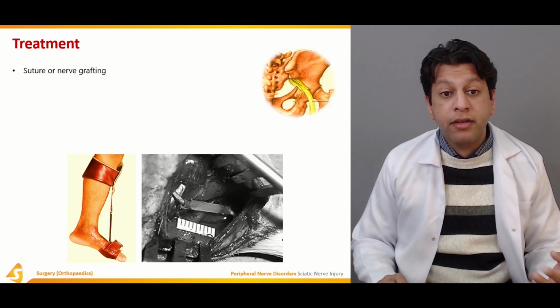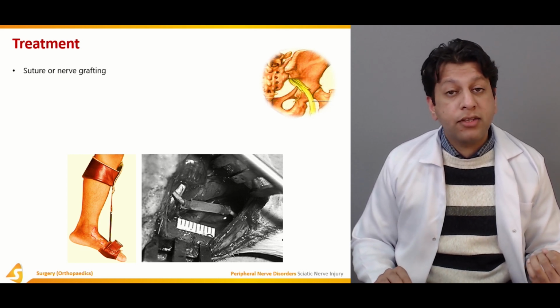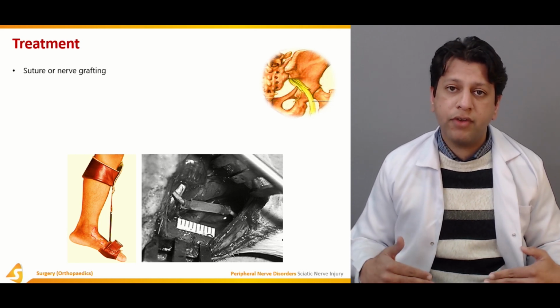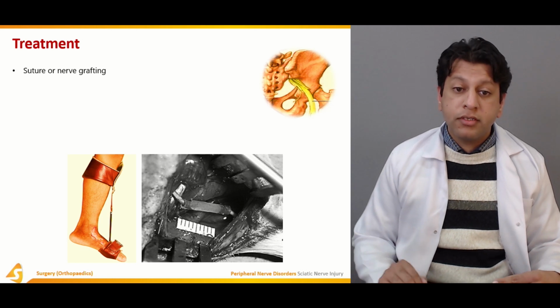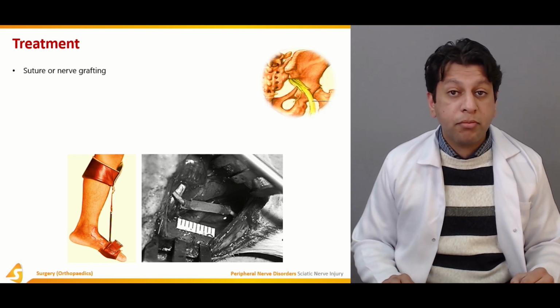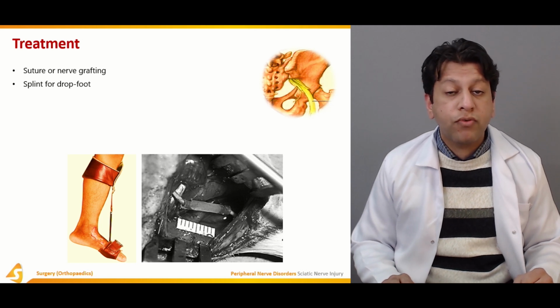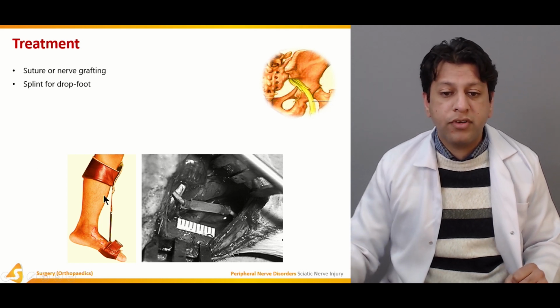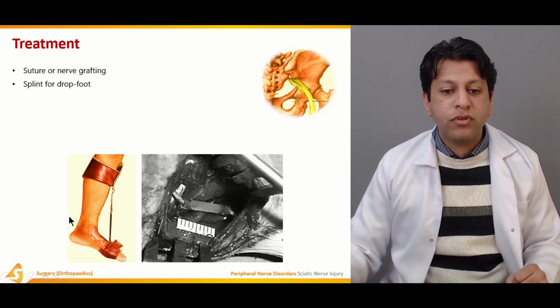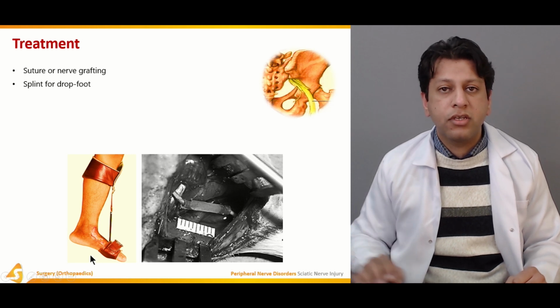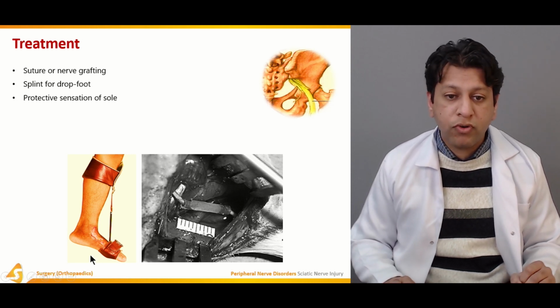Coming to the treatment, the options include, as you know, it all starts with whether we need to do it acutely or we need to do a delayed repair. Then suture and nerve grafting is an option if it's an iatrogenic injury. The other option is a splint for a foot drop. This is the kind of splint which has been made over here, in which once the patient lifts off the foot, the foot does not go into plantar flexion, and there is decreased trauma, especially to the toes of the foot.